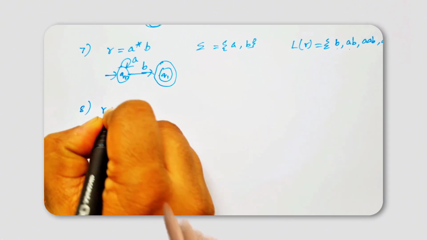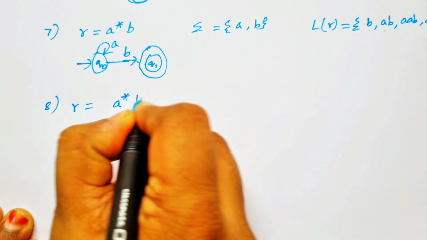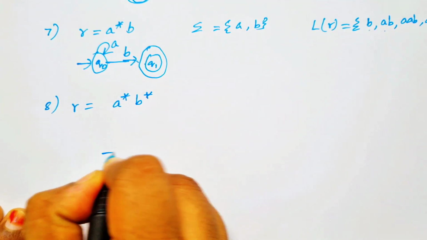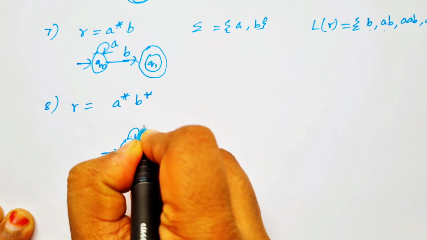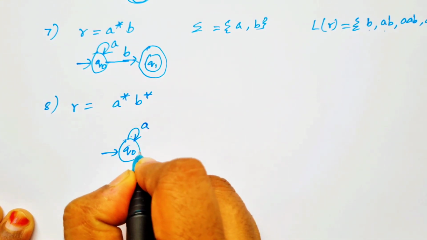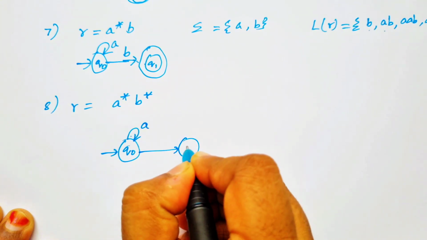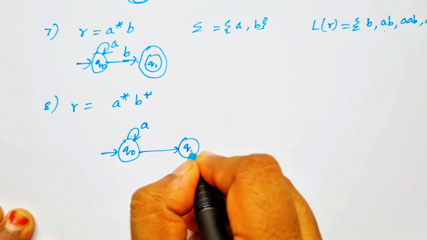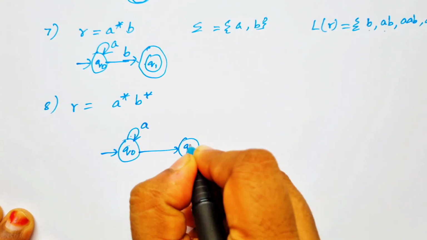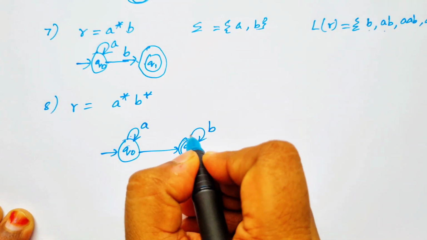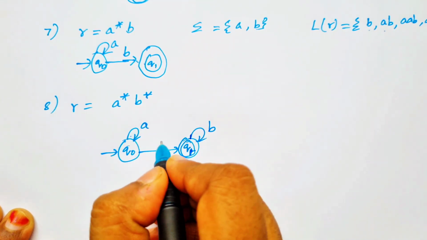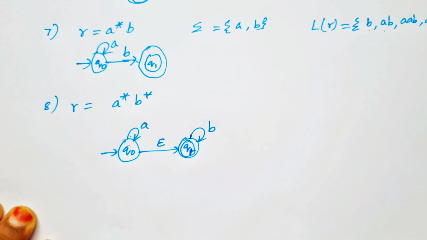Next one, R equal to A star B star. For A star we shall draw, and then followed by B star. Okay. Here you can have epsilon.